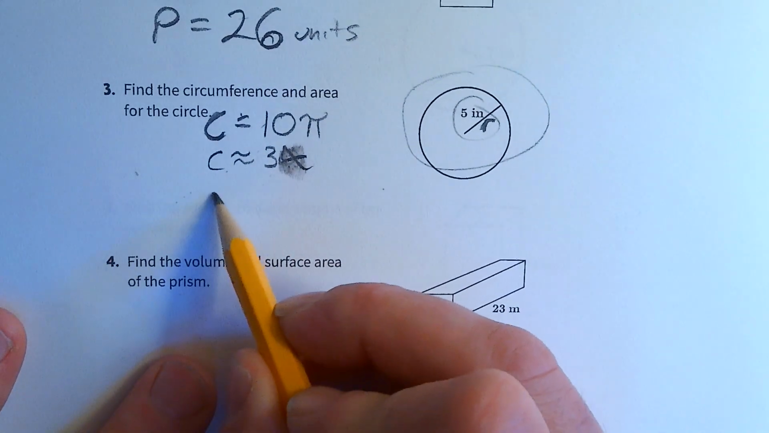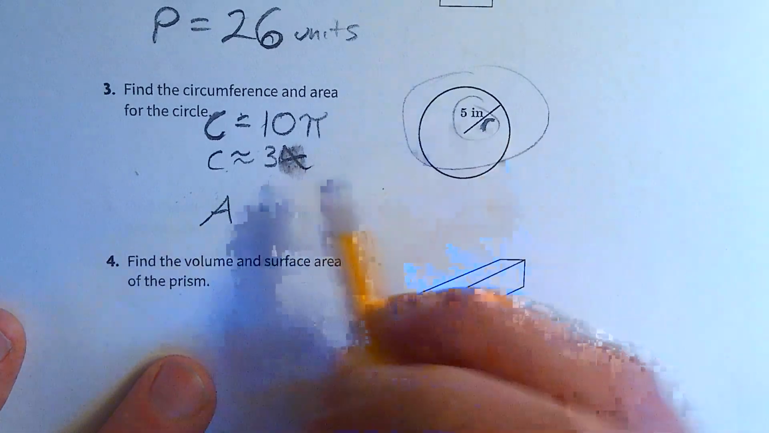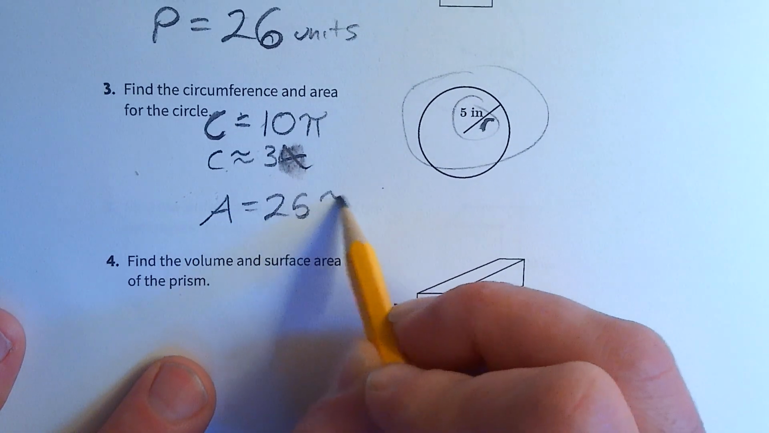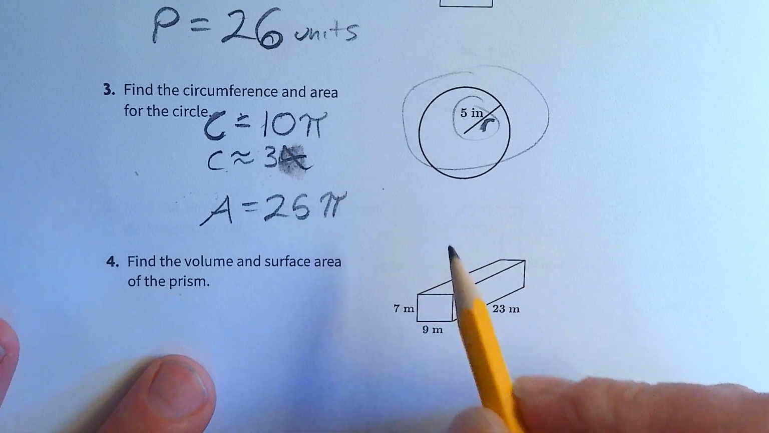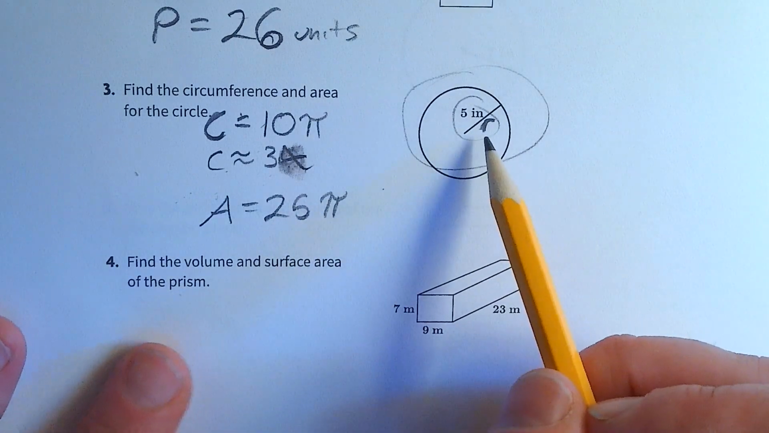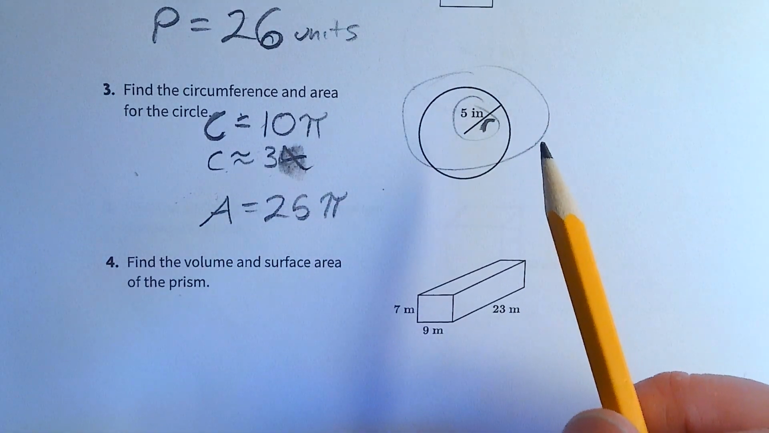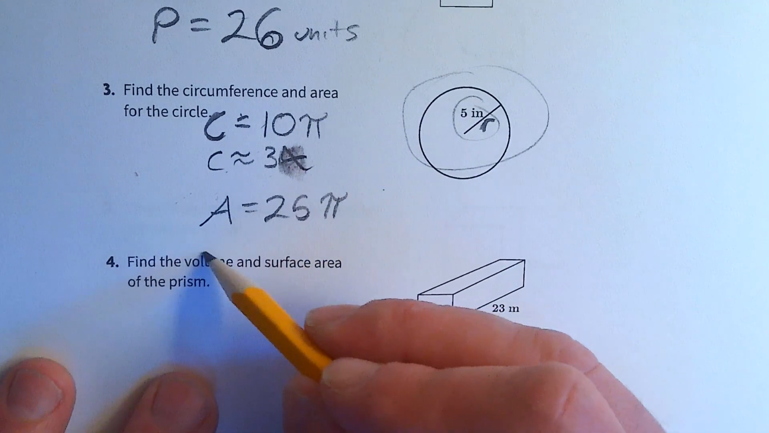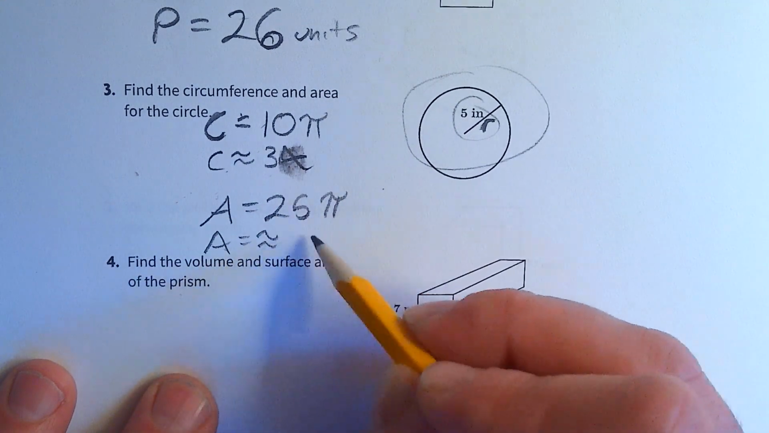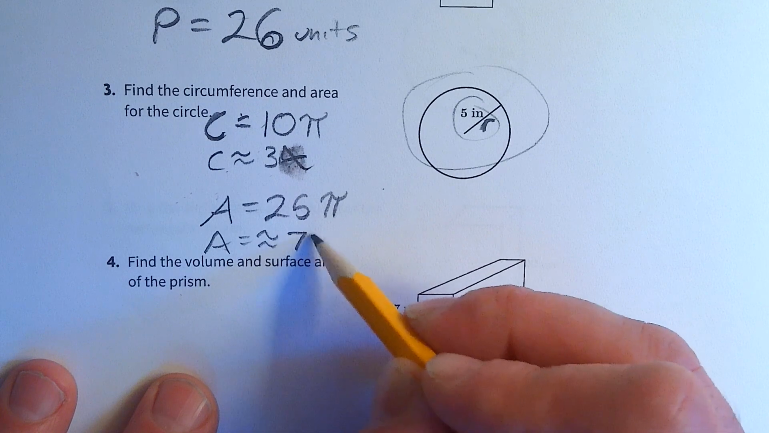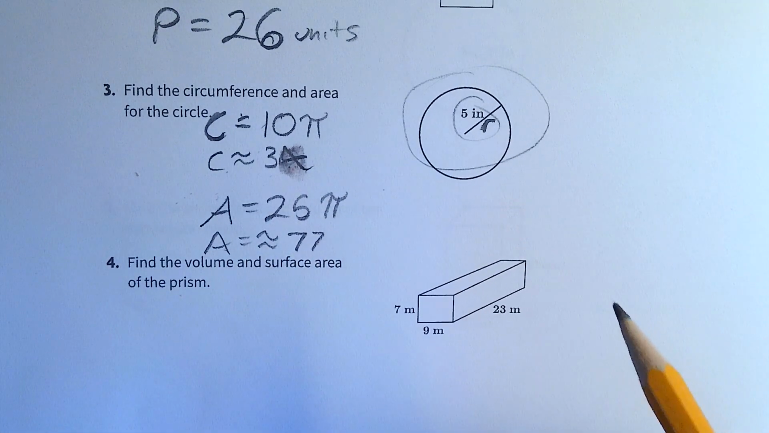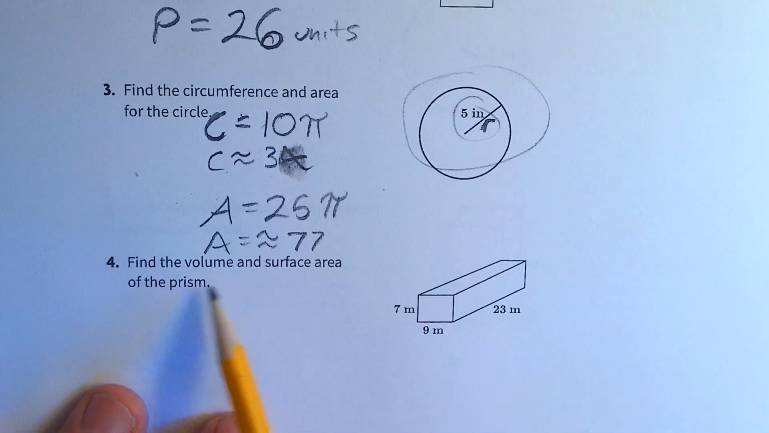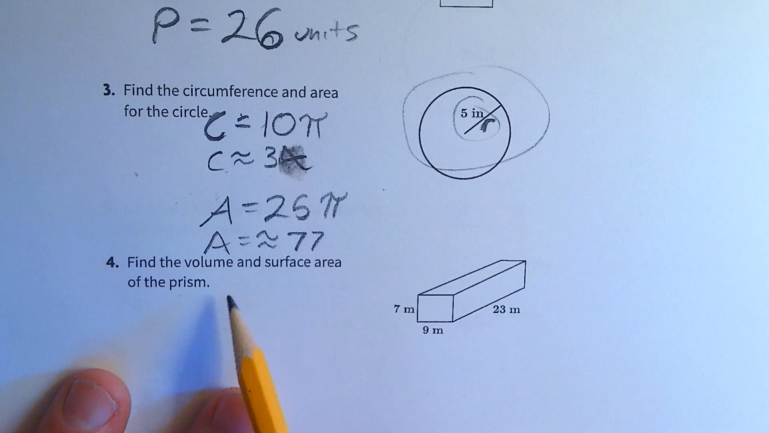Okay, and now time for the area. 25 pi. About 75. Probably 76, 77, about 77. All right, moving on. Find the volume and surface area of the prism.